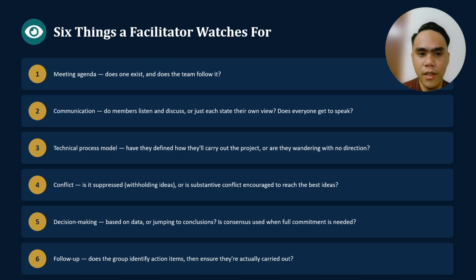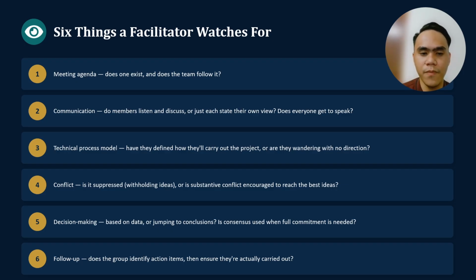pay attention to. The chapter lists six specific areas, and I'll expand on all of them because each represents a distinct way a team's process can quietly break down. So, one, meeting agenda. Is there an agenda for the meeting at all, and does the team actually follow it, or does it drift?